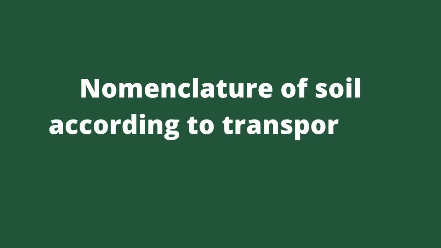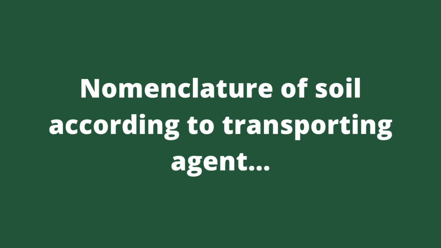Soil transporting agents and their nomenclature. If the soil is transported by river water, then that is known as alluvial soil. If it is transported by lake water, then that is known as lacustrine. If it is transported through sea water, then that is called marine.